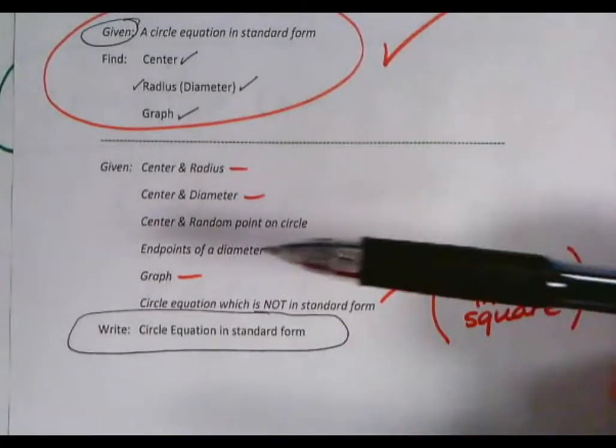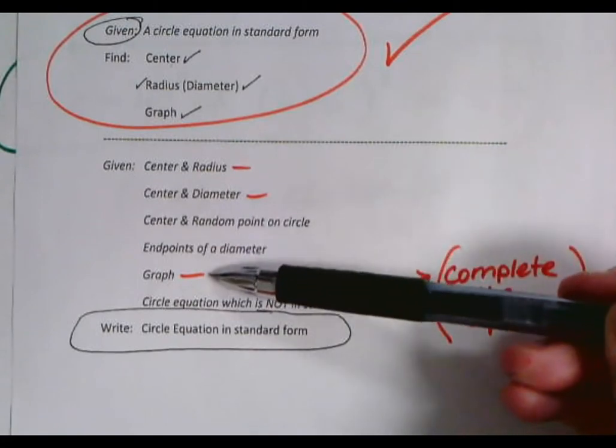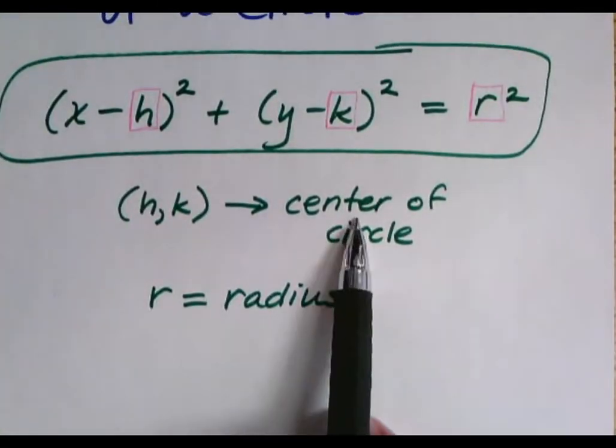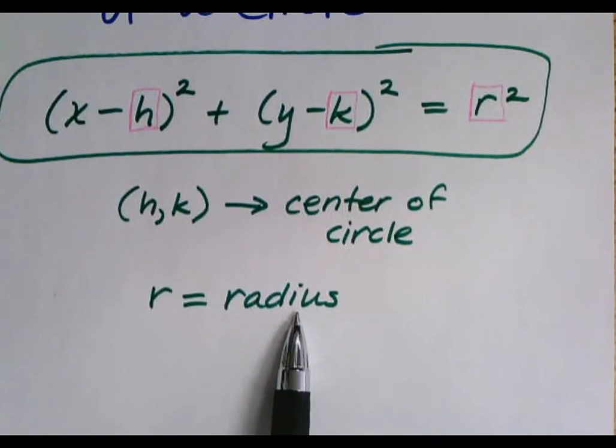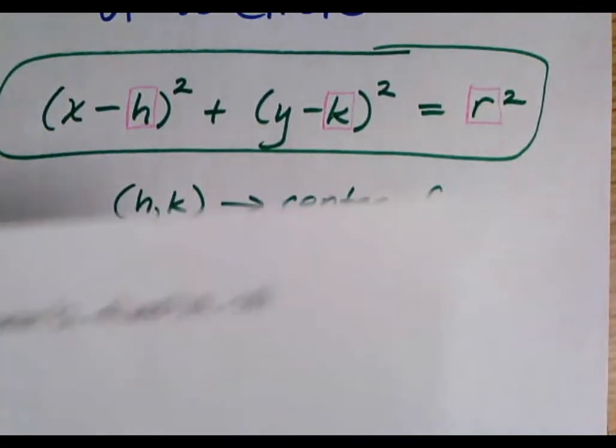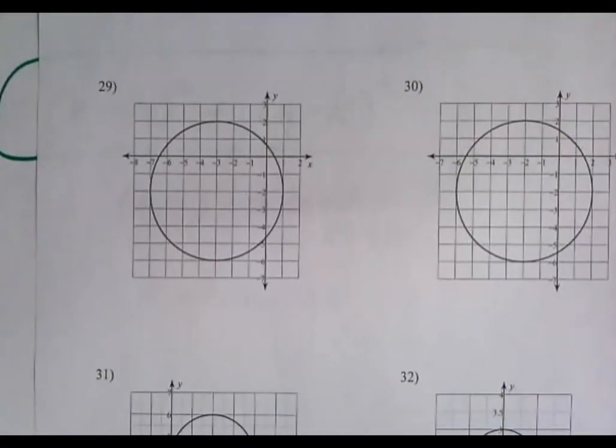Okay, the last one I said we were going to hit right now is writing the equation given the graph. Now if I'm given the graph, remember the two things I need to write the equation are the center and the radius. So if I'm given a graph, then that's what I'm looking for. I'm looking for the center and the radius.